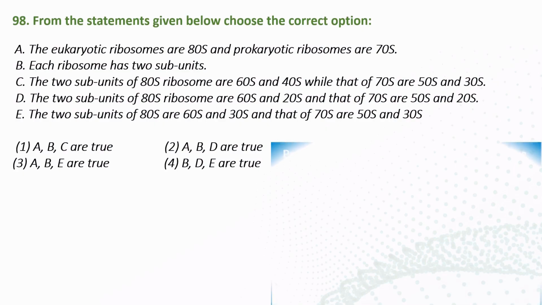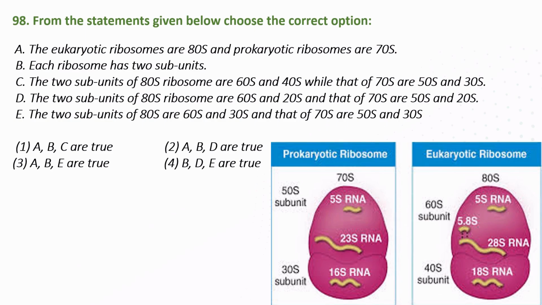Here also you have to see the statements and everything. Here they are asking about the ribosomal structures of prokaryotes and eukaryotes in this question. First option is, the eukaryotic ribosomes are 80S and prokaryotic ribosomes are 70S. If you see the structures here, normally first see the image so that you can answer it easily. In this you can see that prokaryotic ribosomes are 70S and eukaryotic ribosomes are 80S. In that 70S we have a 50S subunit and a 30S subunit, whereas in the 80S we will have 60S and 40S.